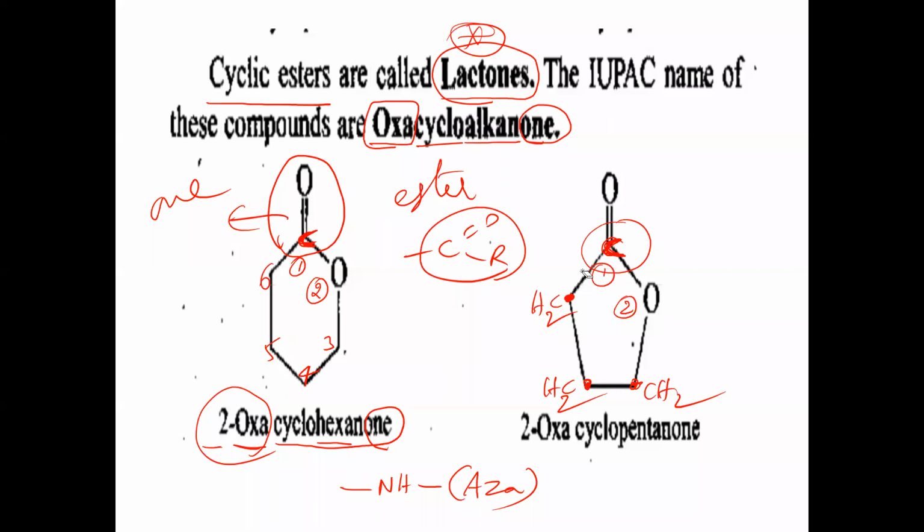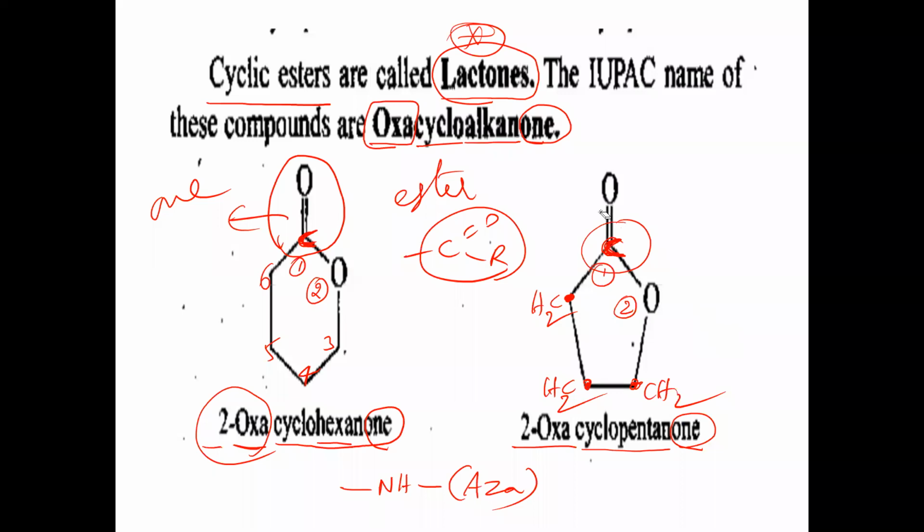If you take anti-clockwise numbering, suppose first carbon, second carbon, third, fourth, fifth, we are getting 5 oxa. But between 2 oxa and 5 oxa, which is preferable? 2 oxa. That's why we say 2 oxa, cyclopentanone. 2 oxa cyclopentanone is the IUPAC name of this compound.